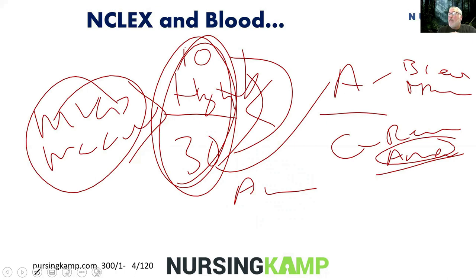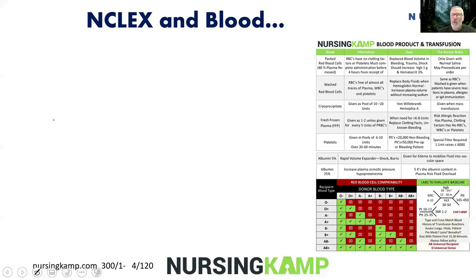So acute, chronic. We're going to talk about acute. If you see blood in questions, it's an acute question, period. It's whether or not you recognize this is a problem or not. And that's what we're going to talk about. So when we're talking about blood, let's talk about what blood is.